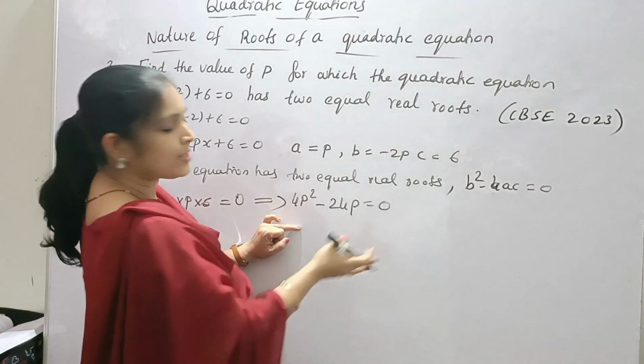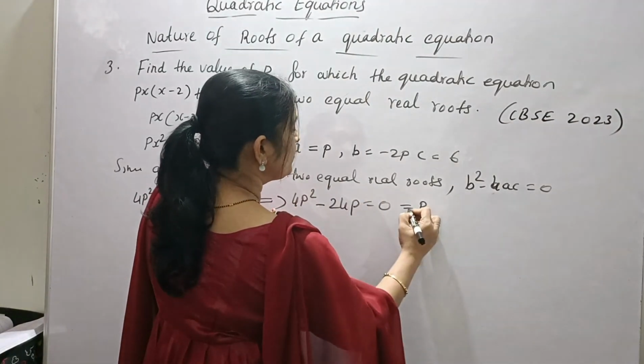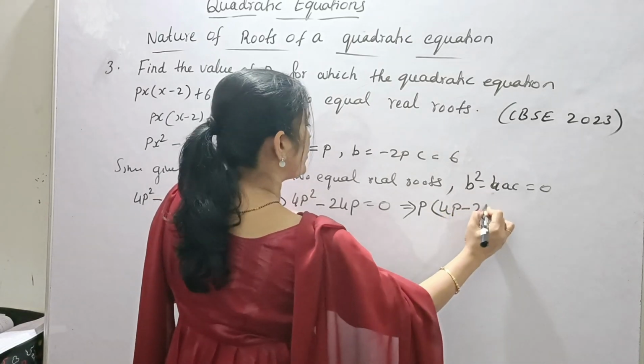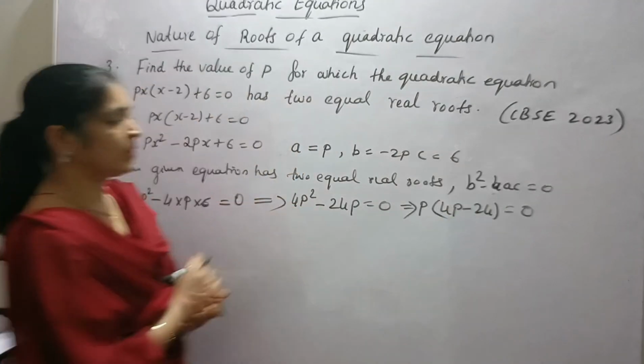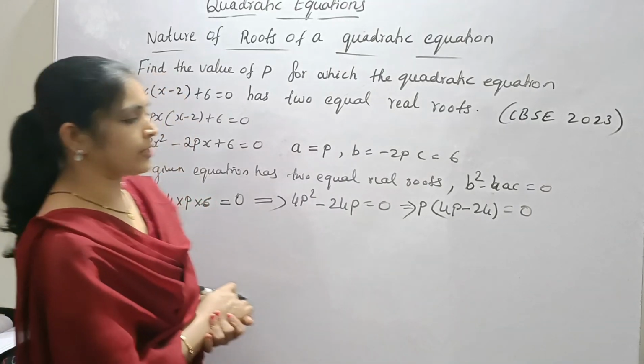Here p is common, right? So let's take it out. p into 4p minus 24 is equal to 0. Okay. So p into 4p minus 24 is equal to 0.